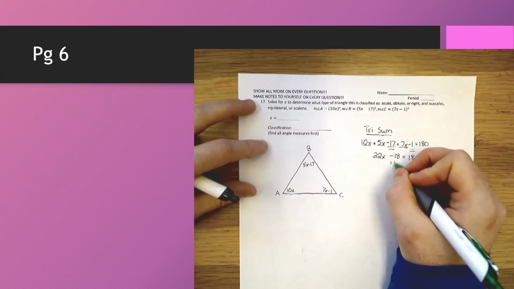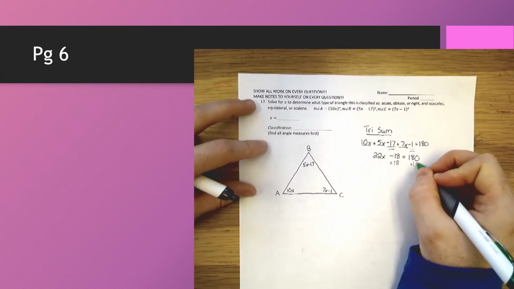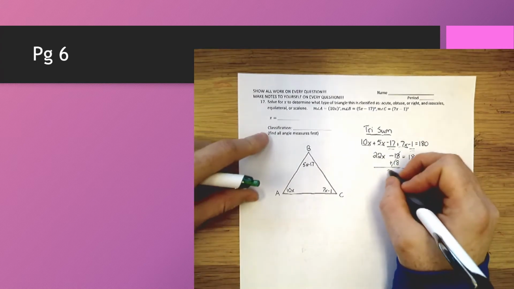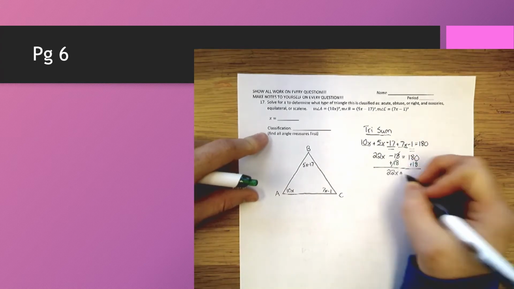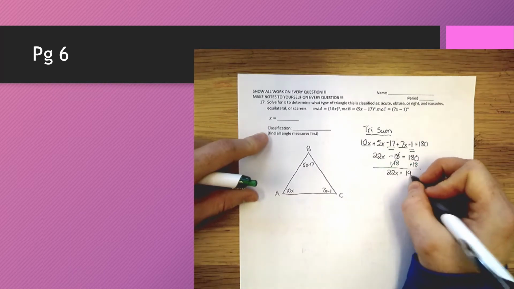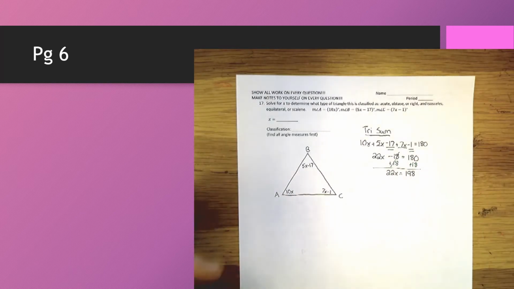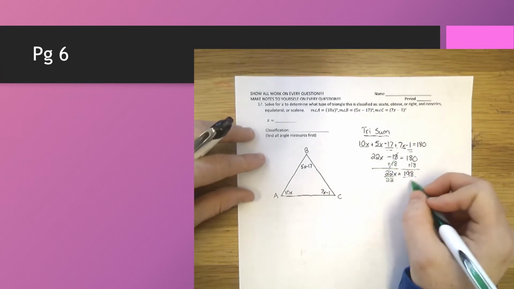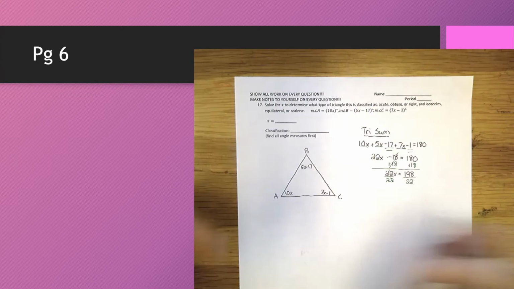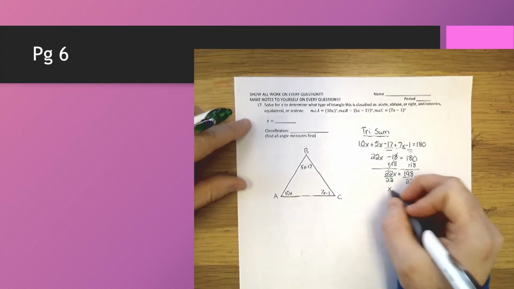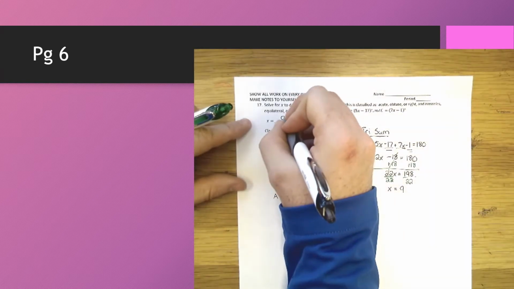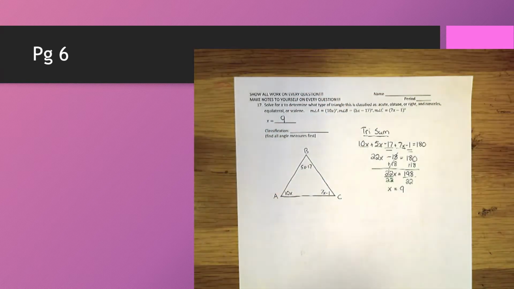Now, add 18 to both sides. That's so it cancels out here. Now you have 22x equals 198. I want to get x by itself, so I'm going to divide both sides by 22, and that's so that it cancels out over here. So now I have x equals 9. So we've gotten part of our answer done. They say that x equals 9.